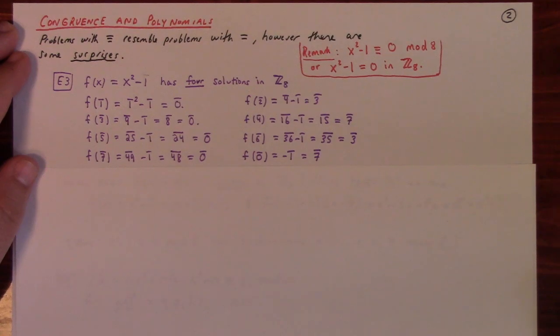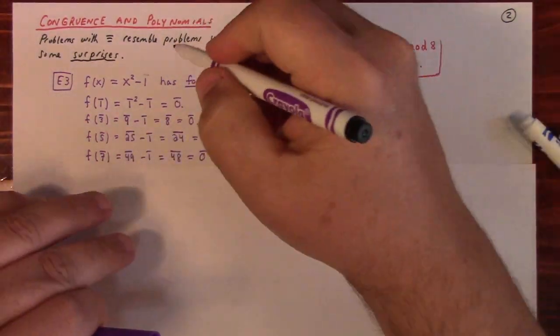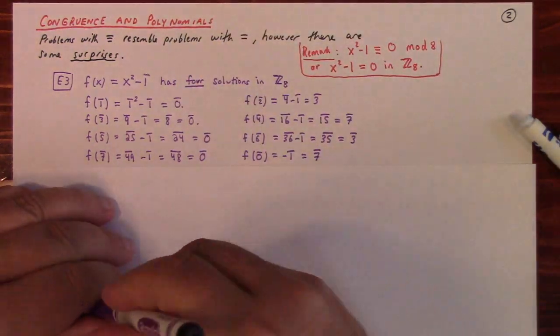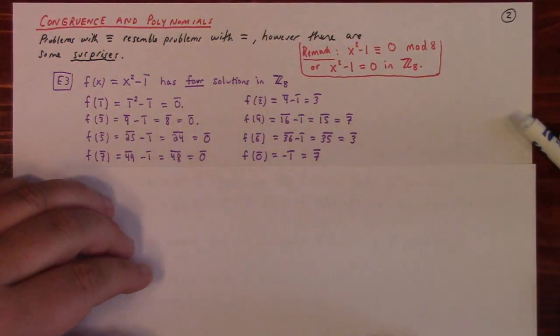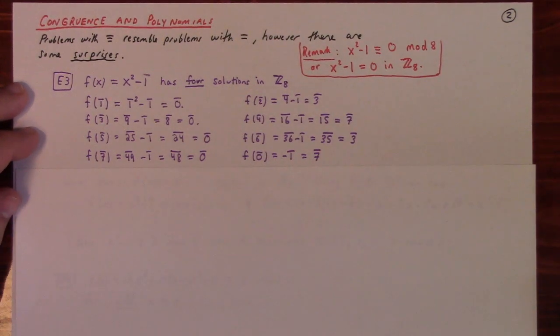See, this is the thing, guys, I get tired of writing the bar over things at times. So in fact, past this lecture, I'm going to stop drawing the bars. But anyway, as you can check, f of 1 bar, 3 bar, 5 bar, 7 bar, these all work out to 0, whereas the evens in Z8 are all non-zero.